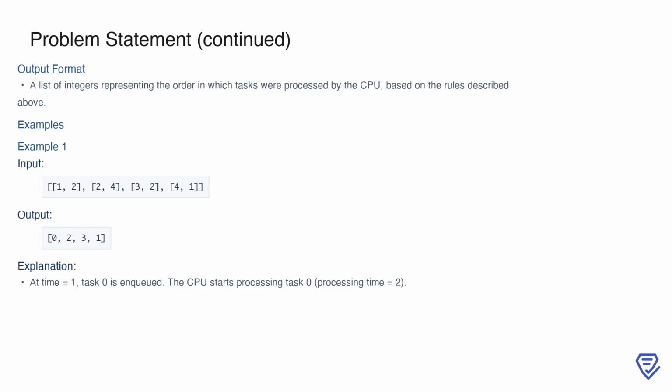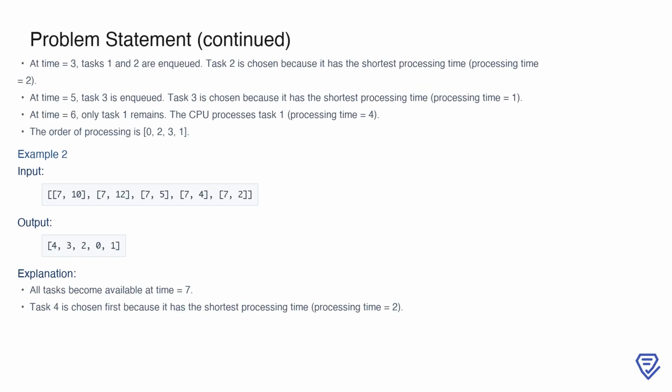To understand this, we start at time 1 when task 0 becomes available. Since the CPU is idle, it starts processing task 0, which takes 2 units of time to complete. At time 3, tasks 1 and 2 become available. Among these, task 2 is chosen because it has the shortest processing time of 2 units. The CPU processes task 2 and completes it by time 5.